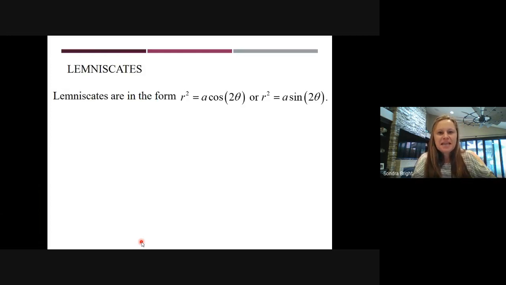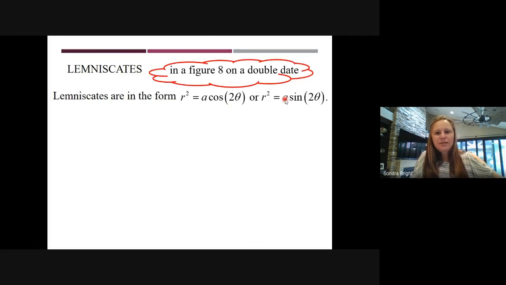Let's look at lemniscates. Lemniscates are of this form: r squared equals a number times cosine or sine, and you will always have a 2 theta here. In a figure 8, it's always a 2 theta. And they make figure 8 shapes. That's what the lemniscate looks like.